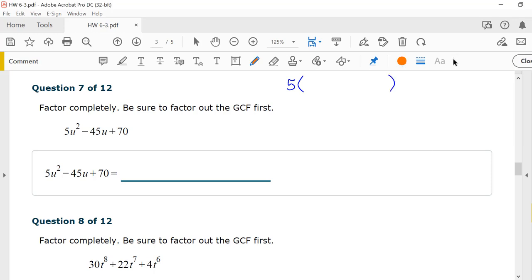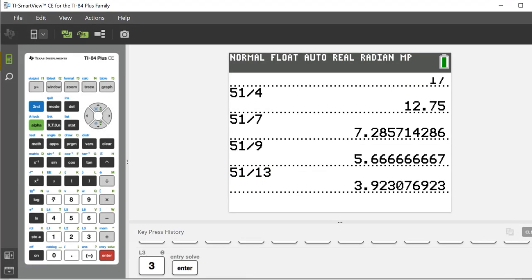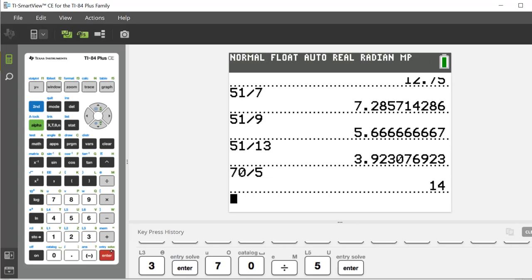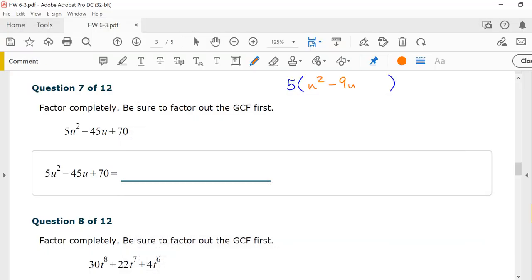Let's see. 5 times u squared. 45 divided by 5 is 9, so minus 9u. 70 divided by 5 is 14, so I get plus 14. All right, now I need to go factor the orange trinomial.